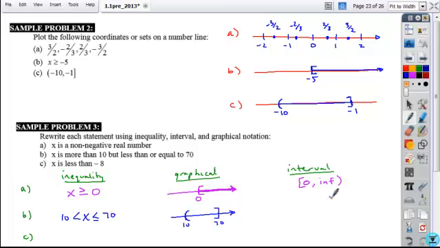And then finally our interval notation for this. We have a lower bound of 10, an upper bound of 70. 10 is not included, so parentheses. 70 is included, so a bracket. Right. Our last case.